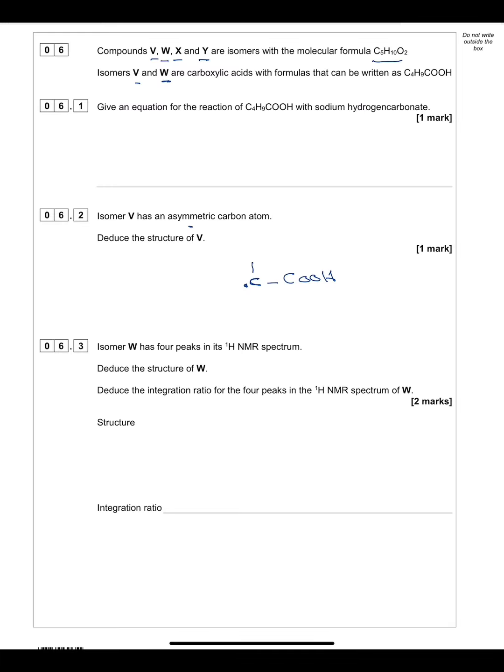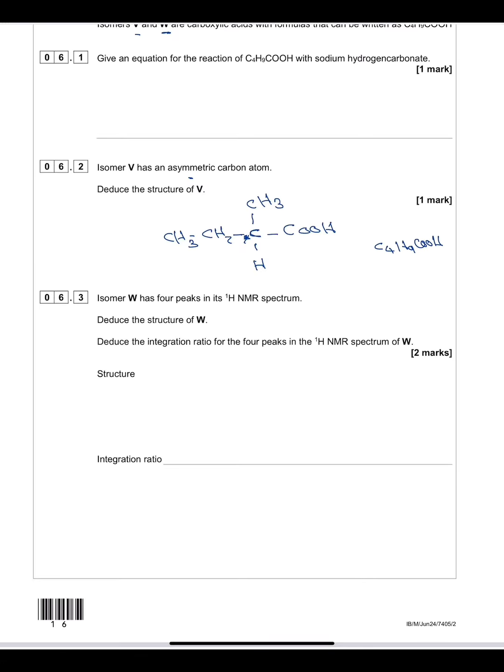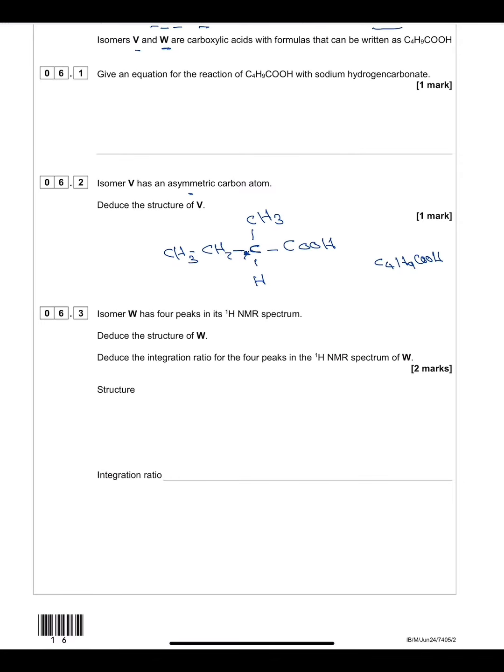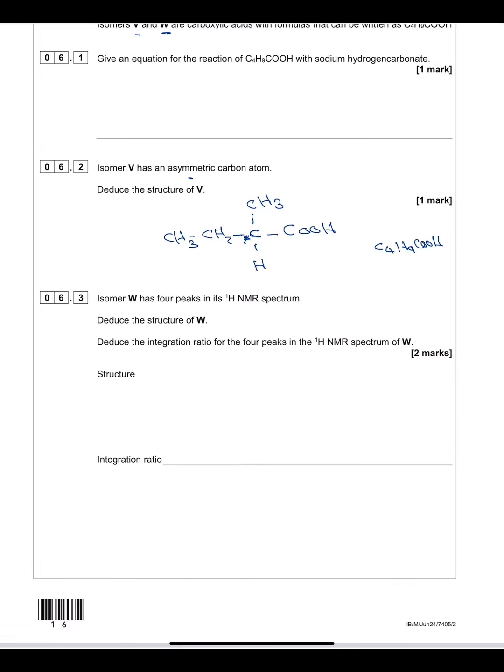So what's remaining here? We can have a methyl group here, CH3, and then we can have an ethyl group on that side, CH2CH3, and then we could have a hydrogen here. So this is the asymmetric carbon, and this has the formula C4H9COOH. So this is isomer V. And then isomer W, which is also a carboxylic acid, has four peaks in its proton NMR spectrum. So let's first deduce the structure of W.